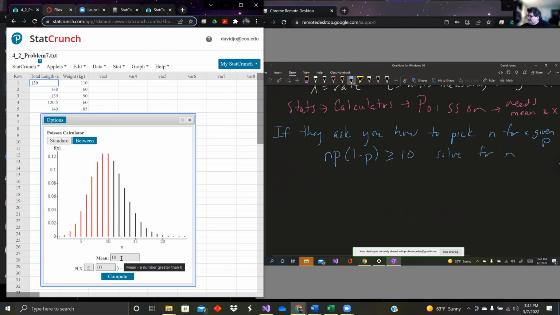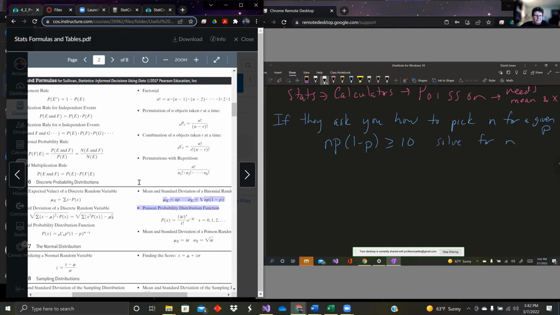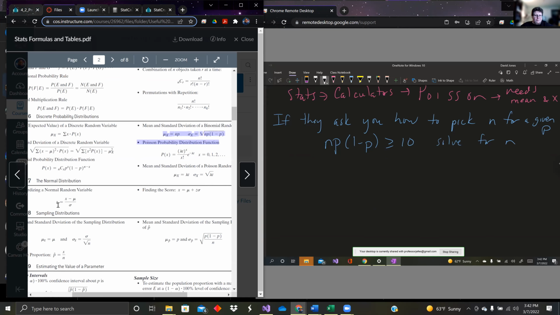Finally, chapter 7. Does it say anything useful over here in chapter 7? Nope, they just talk about the z-score and finding the score. This was on continuous distributions. And this was our normal calculator, normal distribution.